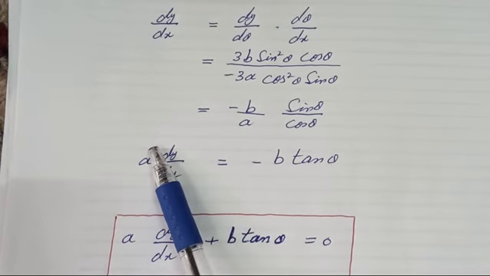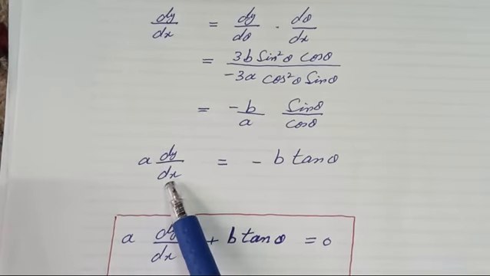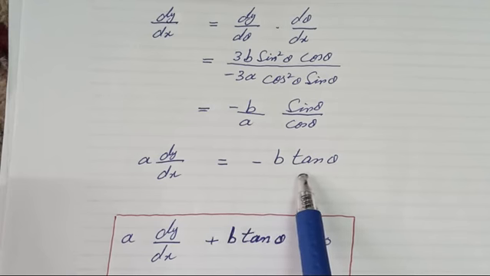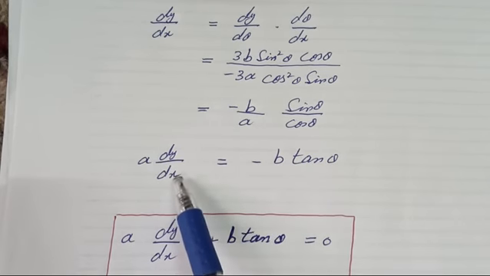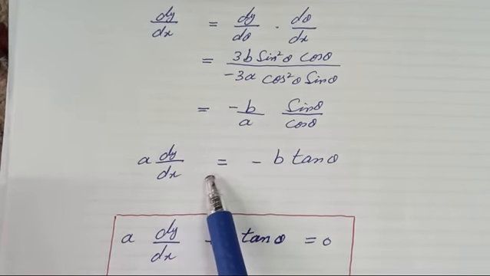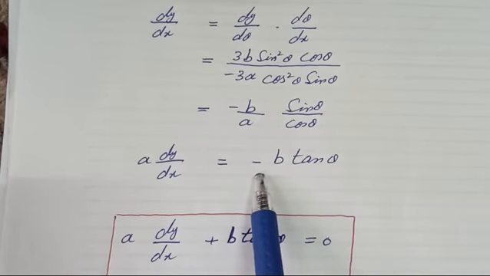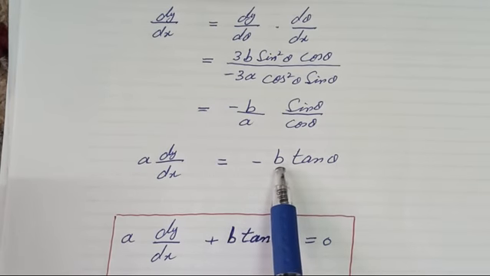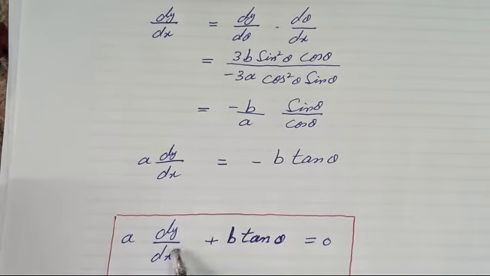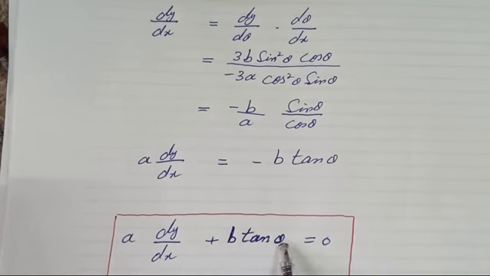So on the left hand side, a dy over dx becomes minus b tangent theta, and we have to prove a dy over dx plus b tangent theta is equal to 0. This term is negative, minus b tangent theta, and when it is shifted towards the left hand side it becomes plus. So a dy over dx plus b tangent theta is equal to 0. This is our required proof.